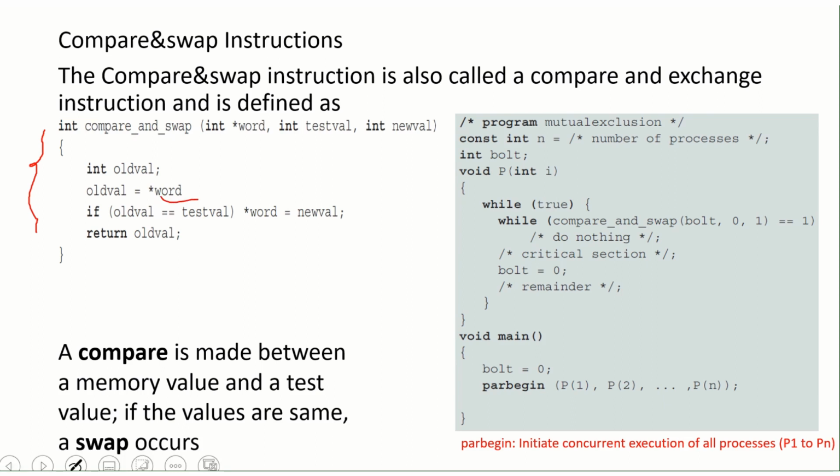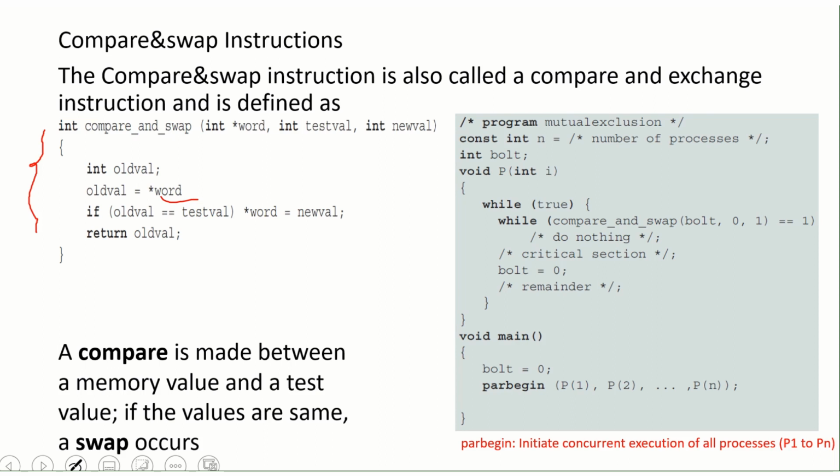See here, it is shown by an asterisk word against a test value. If the memory location's current value is test value, it is replaced with new value. Otherwise, it is left unchanged.